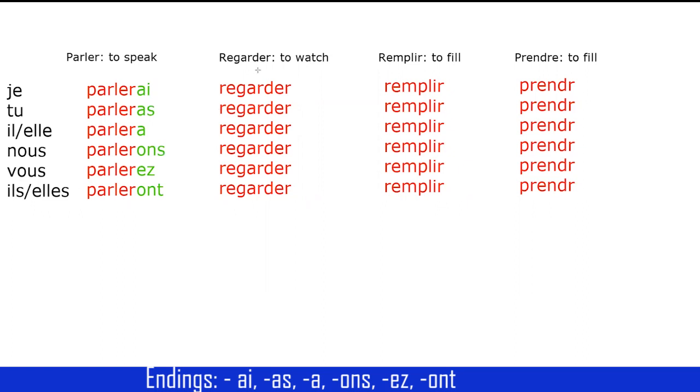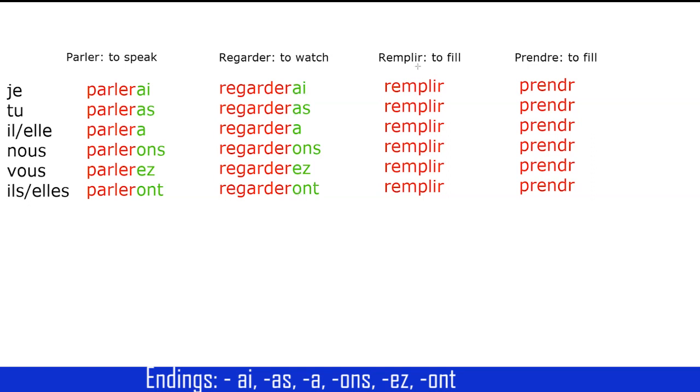Now we'll see the second verb, regarder. Here also we have written the same infinitive form till r for the entire conjugation. And now we'll put the endings: ai, as, a, ons, ez, and ont. And now it is je regarderai, tu regarderas, il regardera, elle regardera, nous regarderons, vous regarderez, ils, elles regarderont.